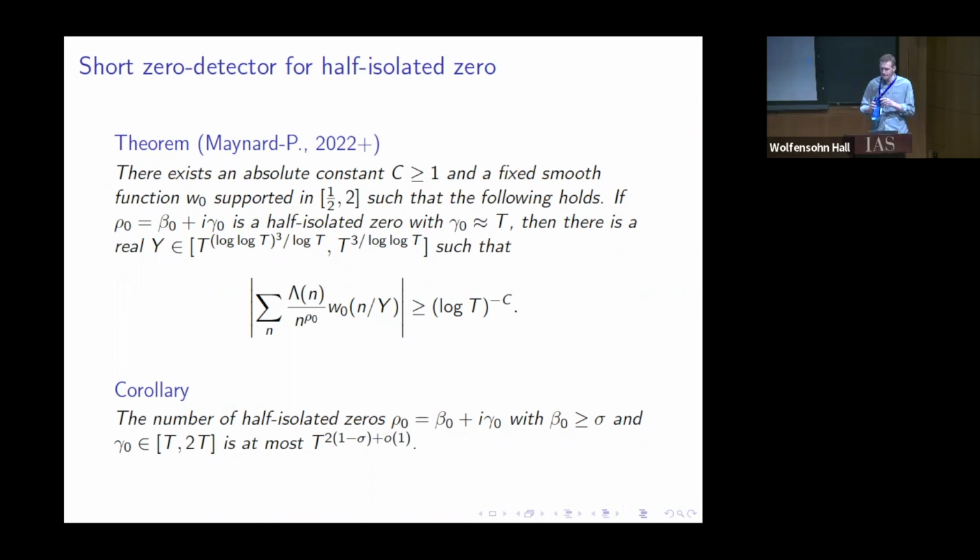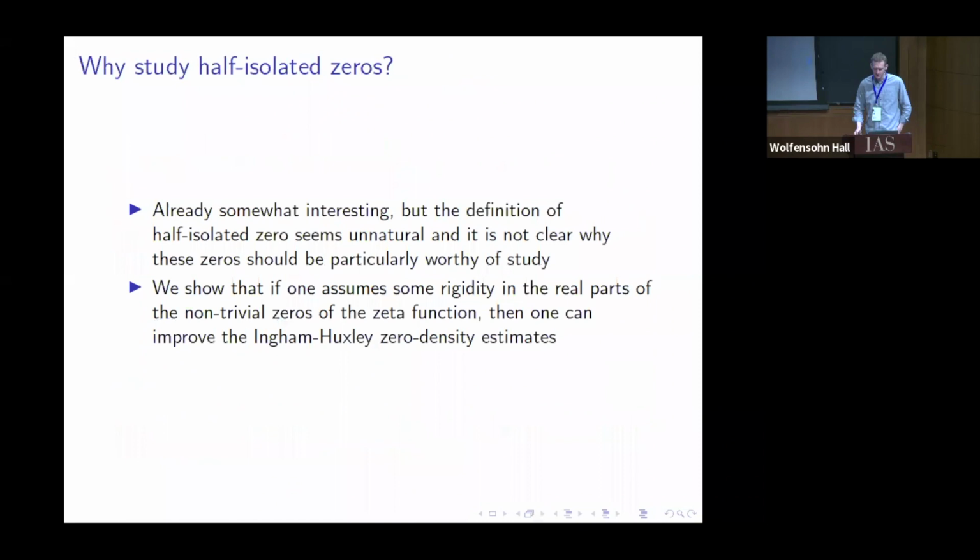All right, so leaning in this direction, you might say, okay, it's kind of cool, but the definition of a half-isolated zero appears quite unnatural. I had this weird picture with this weird horseshoe shape or something. It's not clear why you should think that these are the sorts of things to look at, or why these kinds of zeros would somehow be useful.